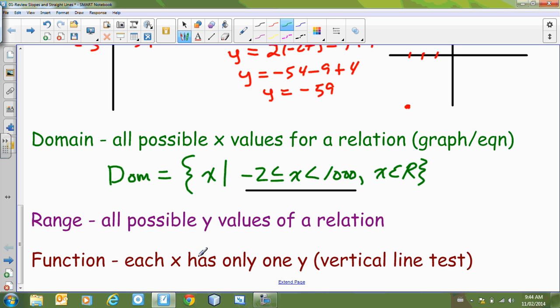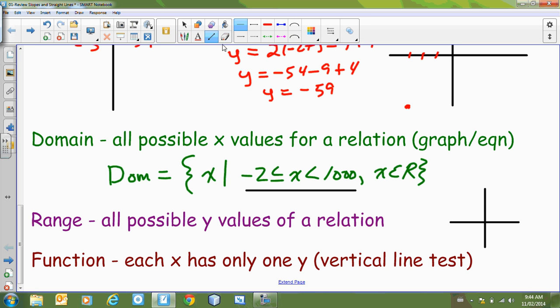A function is basically any relation where x has only one y value. Okay, that's fine. And we look at the vertical line test as a way of defining that. So pretty simple.